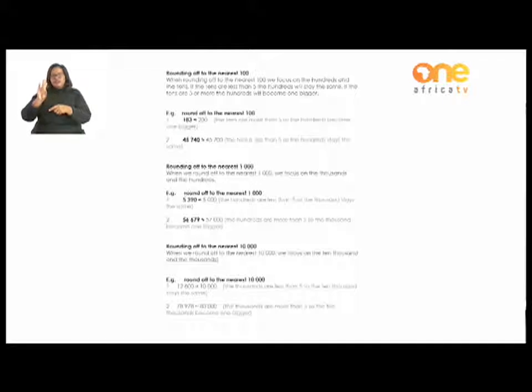Rounding off to the nearest 1,000. When we round off to the nearest 1,000, we focus on the thousands and the hundreds. Now let's look at our first example. 5,390. Let's read what it says in our brackets. The hundreds are less than 5, so the 1,000 stays the same. If we look at our example, we see our 100 is a 3, so it cannot change our 1,000. Our 1,000 stays the same, and that is rounded off to the nearest 5,000.